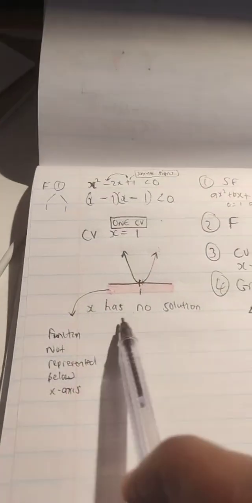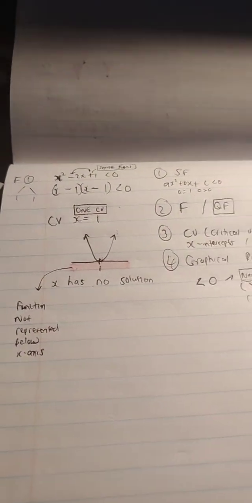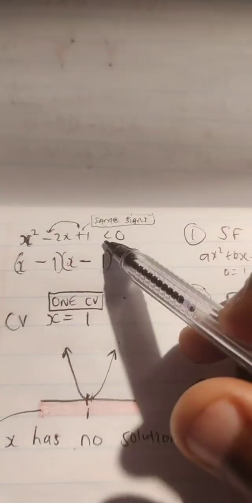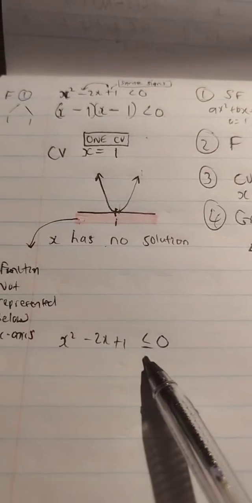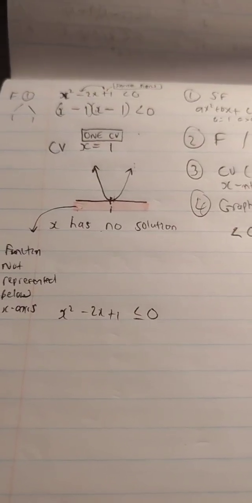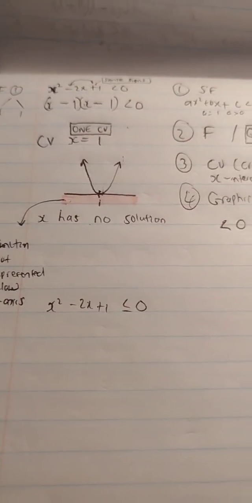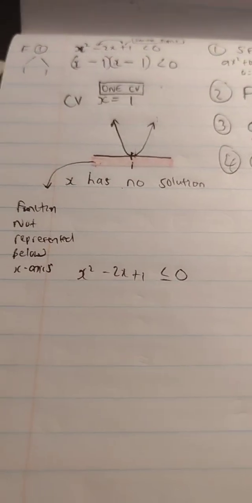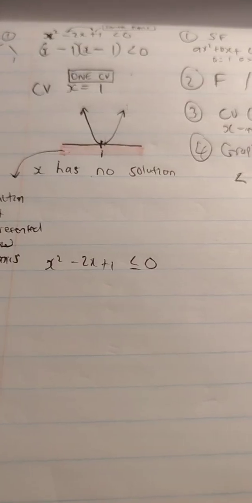Which is why we say x has no solution. I'm going to take the very same inequality, and all I want to do is have less than there, but I'm going to put an equal sign under the less than, and we are going to see what we need to do with this one. Let's say we had this question. Okay, so what do we do?